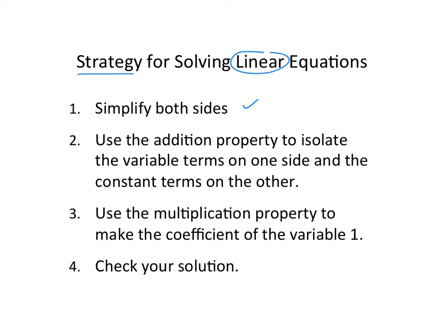Then we're going to use the addition property of equality to isolate the variable terms on one side and the constants on the other. So we're going to reorganize so we can group all the things together. Then we're going to use the multiplication property of equality to make any coefficients of our variable go away so that we have just one of them, right? We want it to say essentially 1x equals, not 5x equals.